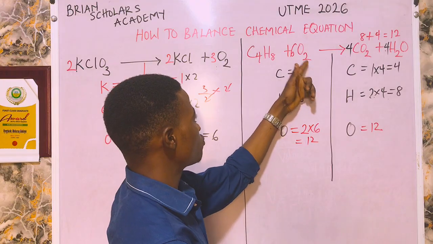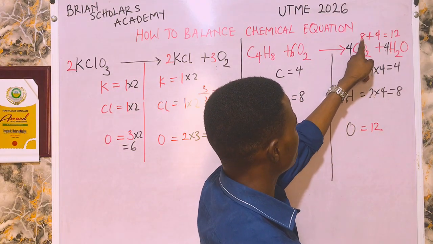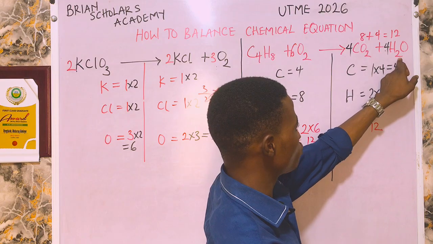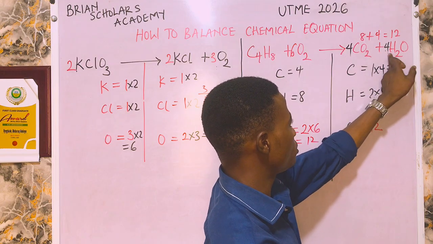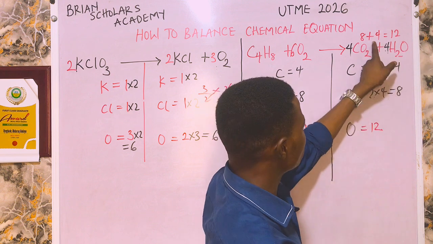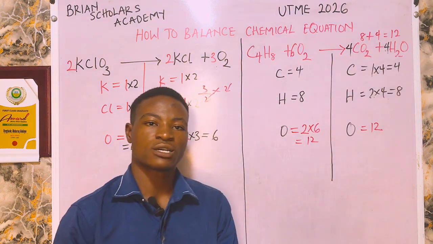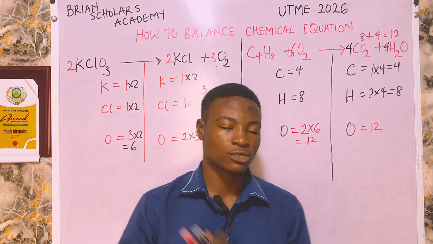Then let's go ahead and check oxygen. How many oxygen do you have here? 2 multiplied by 6, that's 12. Then how many do I have here? I'm having 2 multiplied by 4, that is 8. Then plus 2 multiplied, this 2 does not affect it. Then plus 4. This 4 affects, because this 4 affects both the hydrogen and also the oxygen. So that's going to be 4. 8 plus 4 is 12. That one as well is also balanced.